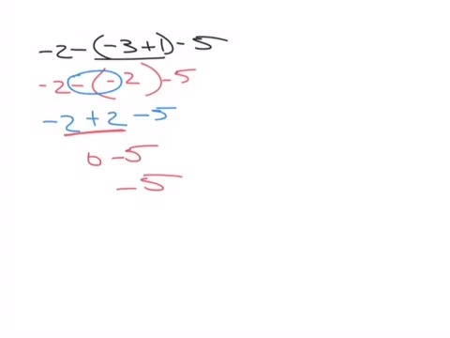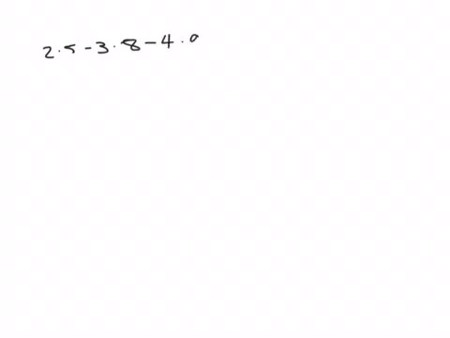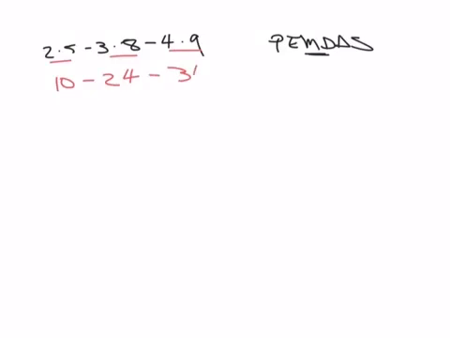All right, so let's go on to example number 4. It says, take 2 times 5 minus 3 times 8 minus 4 times 9. Remember, PEMDAS says do the multiplication and division before the addition and subtraction. So we are going to do this, this, and this before we do the subtraction. So 10 minus 24 minus 36.